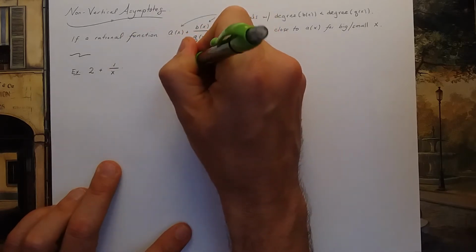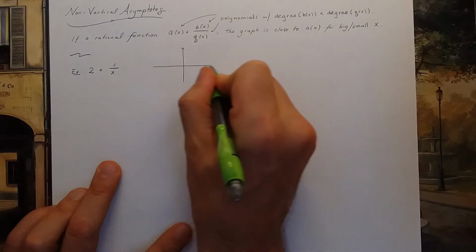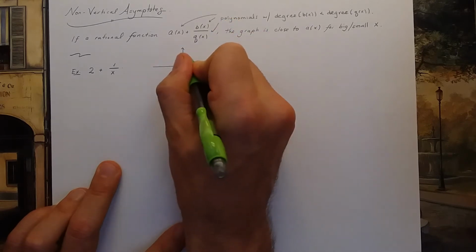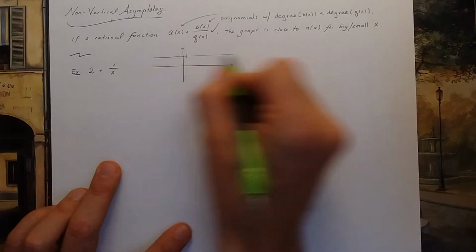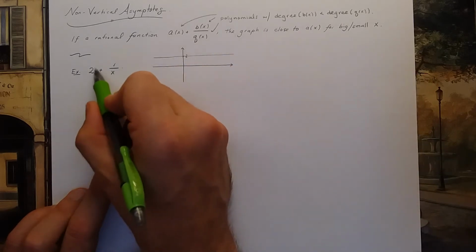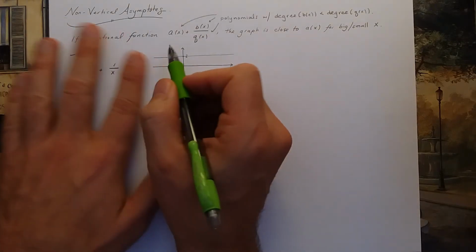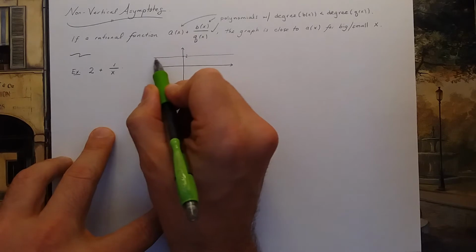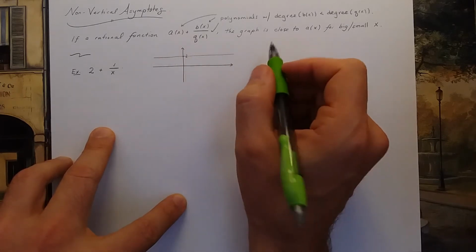So in the picture, what that means is that I could draw a guideline at 2. So here's the line at 2. If I plug in a very small value for x, so if I'm way over here on the left, the graph is close to 2. And if I'm on the right, the same thing happens.